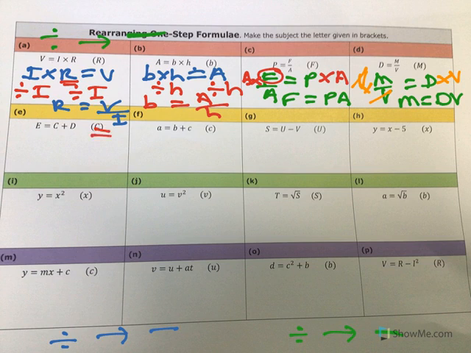Okay, this one here, I want to make C the subject. So swap the sides. C plus D equals E. I've got to get rid of the D, so minus D, minus D. C would be E minus D.